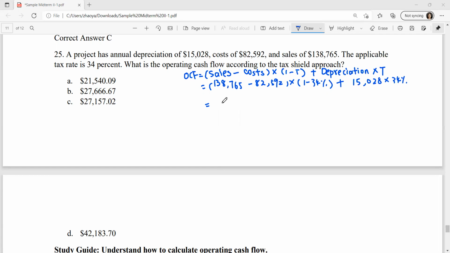So the first part is $37,074.18, plus 15,028 times 0.34, which equals 42,183.7. So the correct answer is D here.